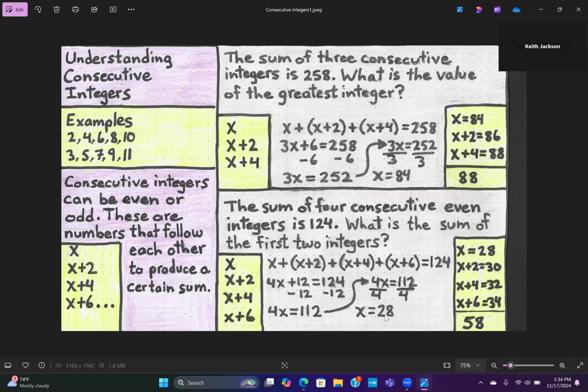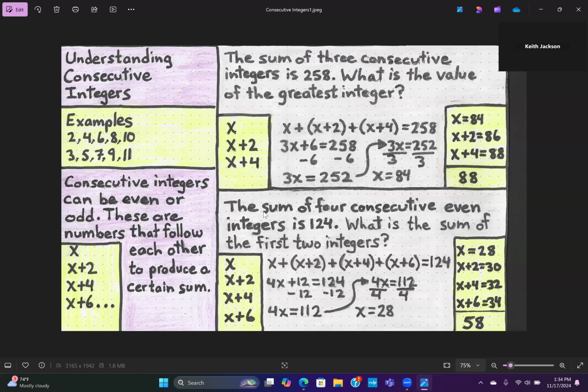And so we have our first value. Now we have x is equal to 28, then x plus 2 is equal to 30, x plus 4 is equal to 32, and x plus 6 is equal to 34. Let's go back to the question, and it asks, what is the sum of the first two integers? Here we are. We have 28 plus 30, and that will give us an answer of 58.